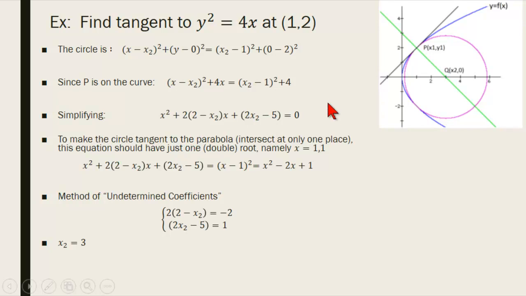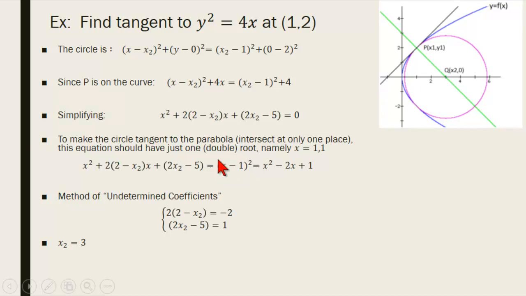Then here's the key step. Descartes says, let's make the circle and the parabola tangent to each other. For that to happen, the circle has to intersect the blue curve exactly once. If it didn't intersect at all, then of course it couldn't be tangent, and if it intersected twice, then it wouldn't be tangent. So we need it to intersect exactly once, and that's at the point where x equals 1. So I want this quadratic function to have a double root of 1.